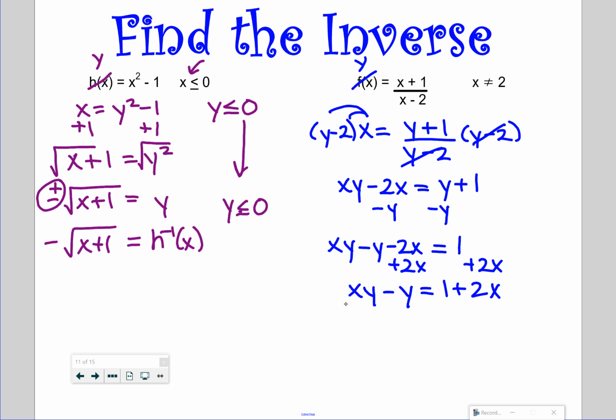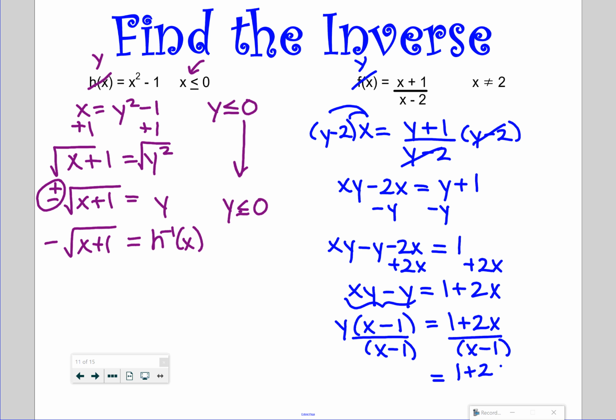And now we can do our wonderful little factor step. I've got only y terms on this side, so if I factor out a y, I'll be left with x minus 1. And now I can get that y alone by dividing by x minus 1 on each side. So my answer will be 1 plus 2x over x minus 1, and instead of y, let's go back to that function notation. This was function f of x with a little negative 1 to show that we have an inverse.